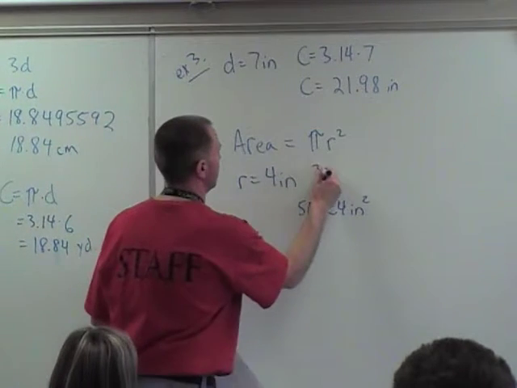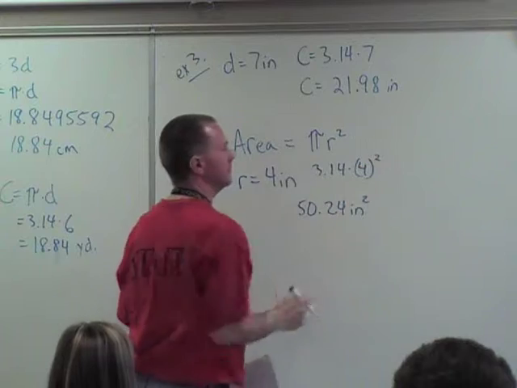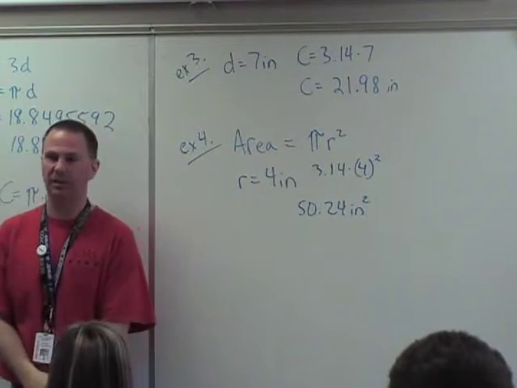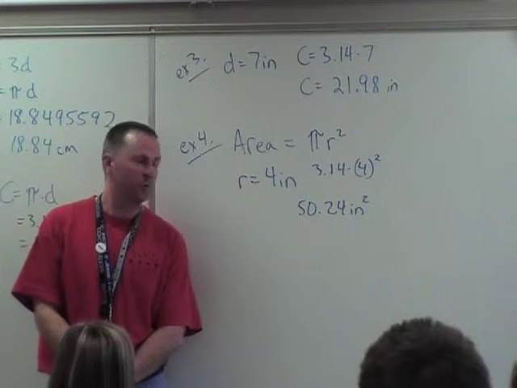Okay, 3.14 is pi, and you multiply it by 16. 4 squared is 16. 16 times 3 is 48, so I knew it had to be a little bit more than 48.